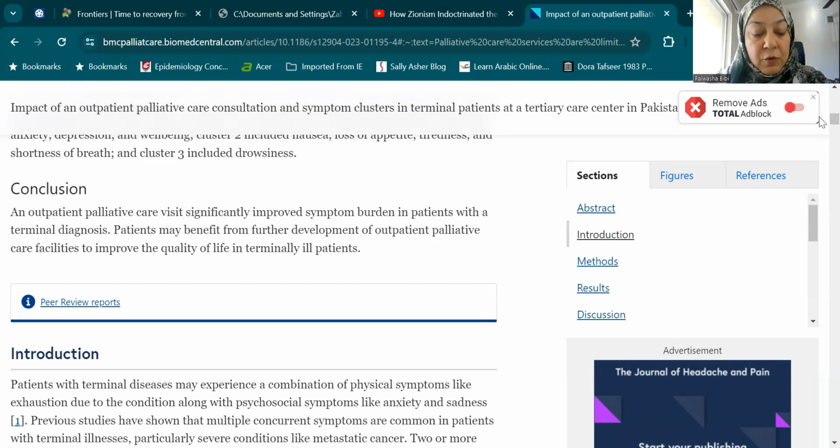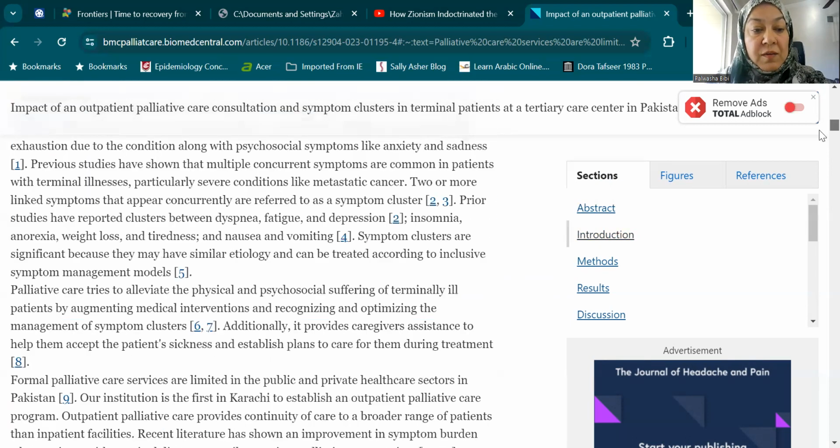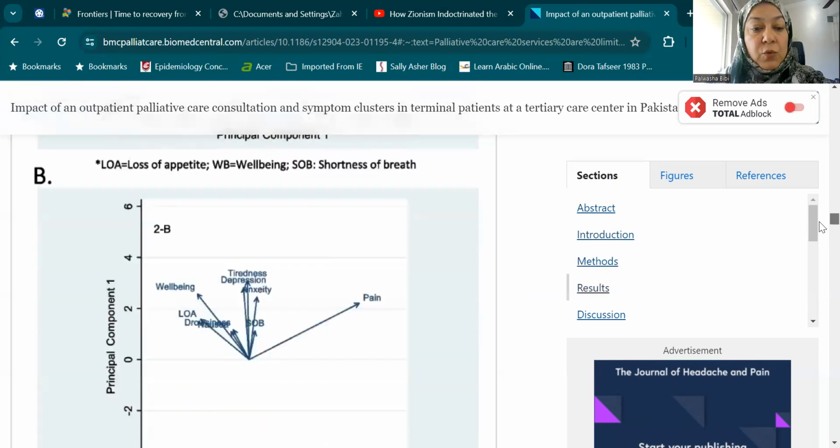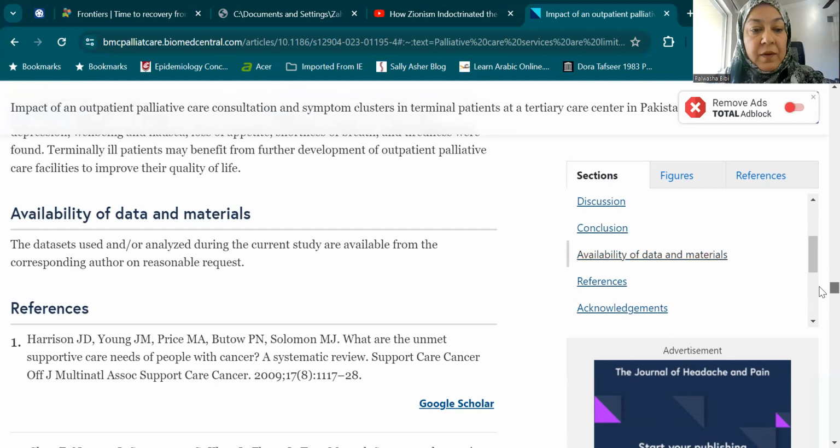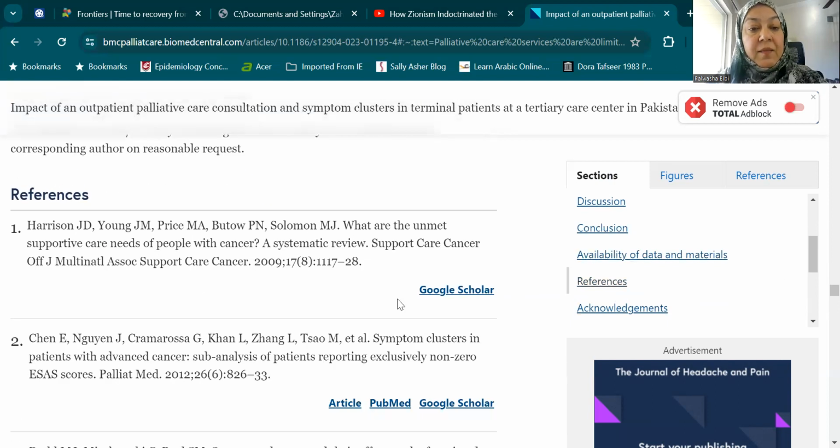So the best thing I can do at this stage, like I taught you yesterday, I will go down to the reference section of this article here. The references are open. And then there is an article from 2009 where it says, what are the unmet supportive care needs of people with cancer? This is clearly unmet supportive needs. This is a research gap. This is a care gap. This is a knowledge gap that this person has identified.